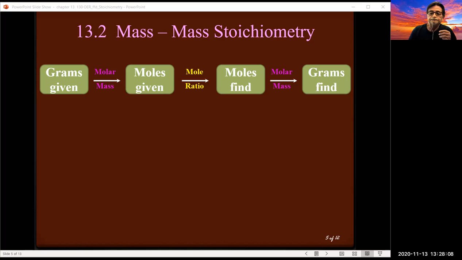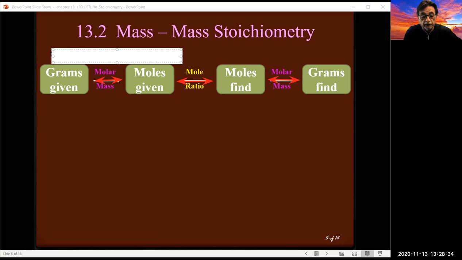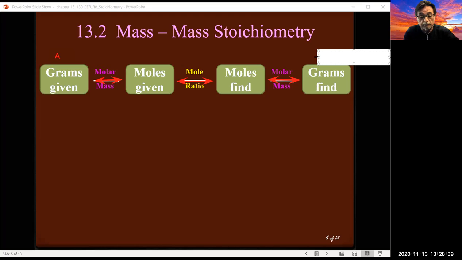In fact, it should be written like this. Okay. All right. And so notice what I'm starting with, this could be, I'm just going to arbitrarily say, compound A. And this is compound B, whatever B may be. All right, I've got to go from A to B.